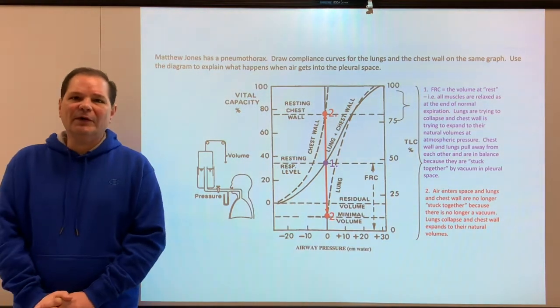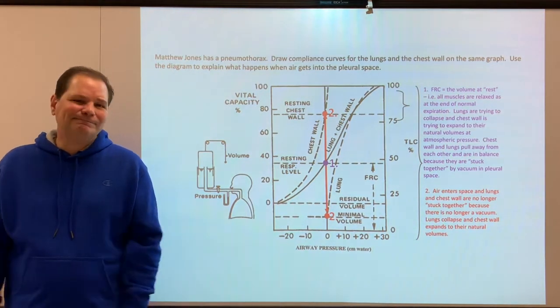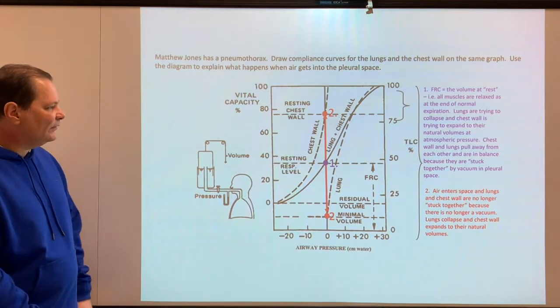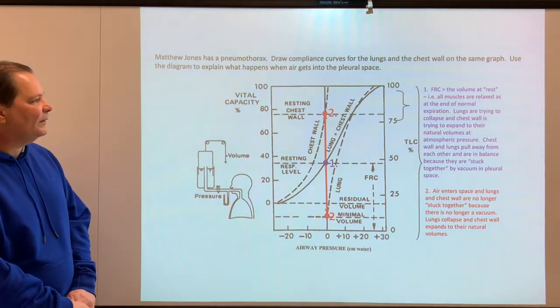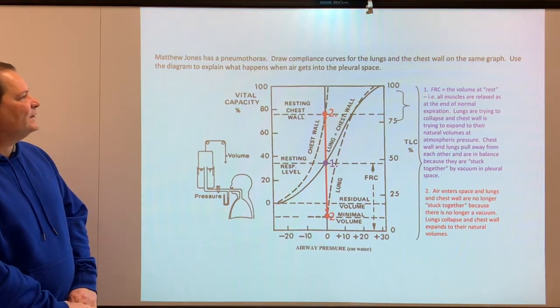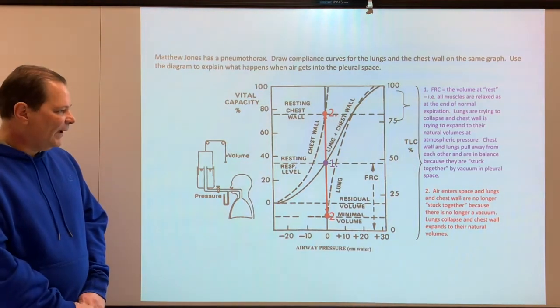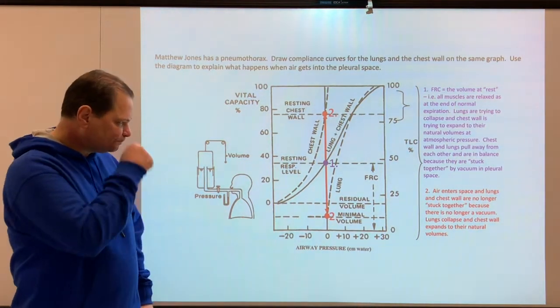In this video we're going to go through the exercises that I had much to do with in terms of the physiology. So in Matthew Jones we had this exercise where I asked you to draw the compliance curves for the lungs and the chest wall and use the diagram to explain what happens when you have pneumothorax.